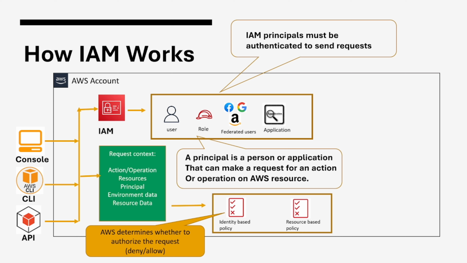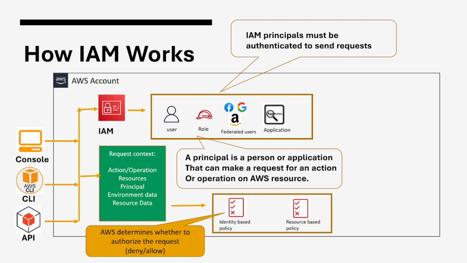Suppose in the policies attached to the user, it is written to allow access to EC2 instance. That means this request context becomes valid and I can perform any action on EC2 instances. So this is policies. AWS determines whether to authorize this particular request context or not. Only two actions are there, either it is denied or it is allowed.